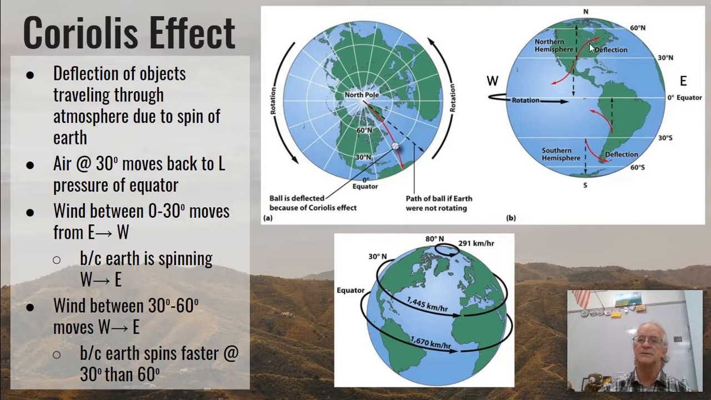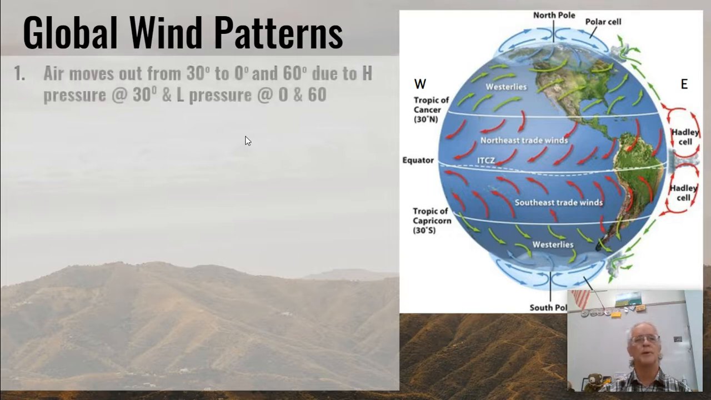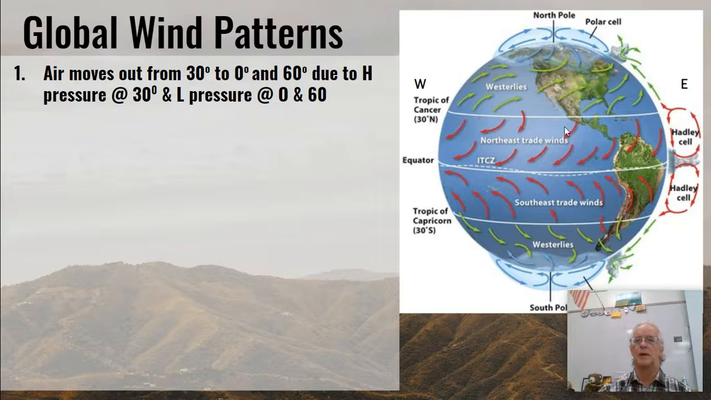Between 30 and 60, however, it moves from the west to the east because the Earth spins faster at 30 degrees than 60 degrees. Now the global wind patterns: air moves from 30 to 0 and from 30 to 60. Why? Because at 60, it goes back up also.